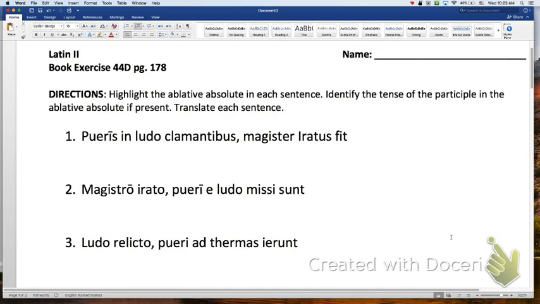Within the ablative absolute, you're usually going to have what two things in the ablative? A noun and a participle in the ablative. But not always. Sometimes you just have two nouns in the ablative, right? So when you're highlighting the phrase, you've got to make sure you get all the words in the ablative. So in this first sentence, what would you highlight?